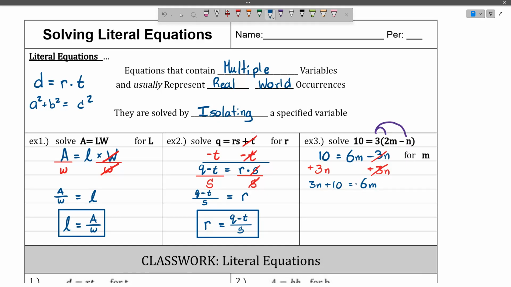This will be 3n plus 10 equals 6m. And now I need to undo this 6. Remember, a coefficient in a variable is always multiplication. So to undo multiply, we divide. Divide by 6. And this is where something interesting is going to happen. I really need you to grasp. Notice how both of these terms have numbers. So instead of dividing the whole thing by 6, we're actually going to do them separately.